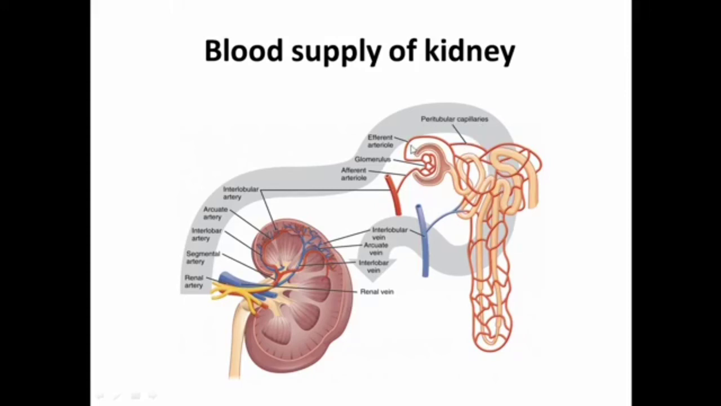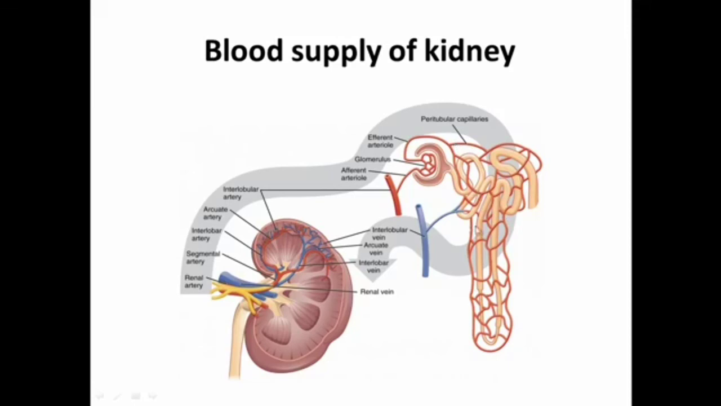Now here you can see this is the sole example of the arterial portal system. I have already told you that the portal system is the system which is present in between two sets of capillaries. Here in the glomerulus lie the capillaries, then the efferent arteriole, and then again the peritubular capillaries. So an arteriole is present in between two sets of capillaries. So this is the sole example of the arterial portal system in the body.